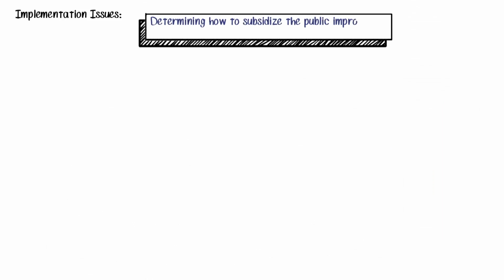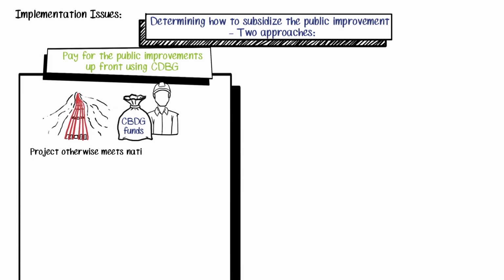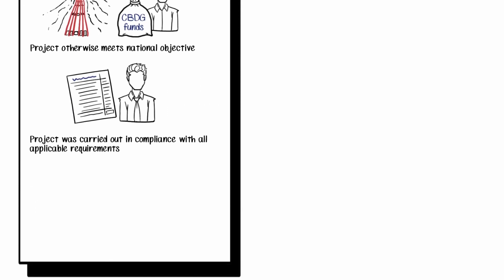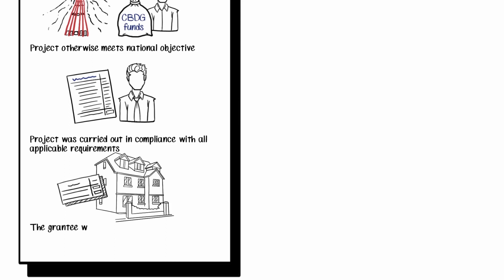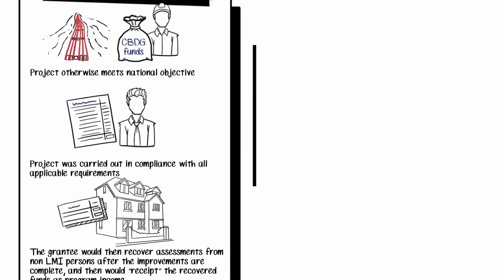Determining how to use CDBG funds to subsidize the public improvement. There are two approaches. First, a grantee could pay for the public improvements upfront using CDBG if the project otherwise meets a national objective and the project was carried out in compliance with all applicable requirements, such as environmental, citizen participation, and Davis-Bacon. The grantee would then recover assessments from non-LMI persons after the improvements are complete, and then would receipt the recovered funds as program income.